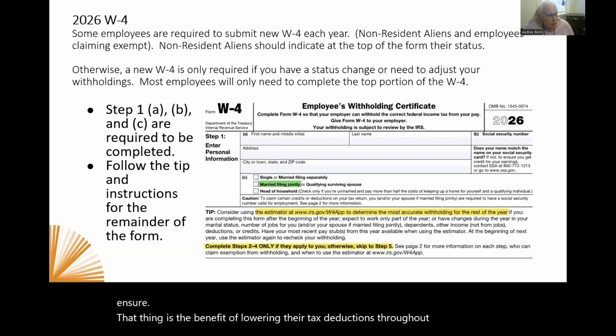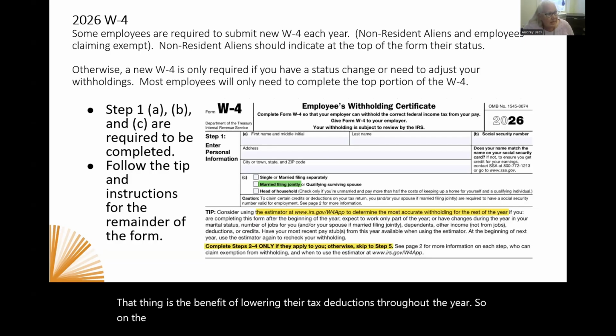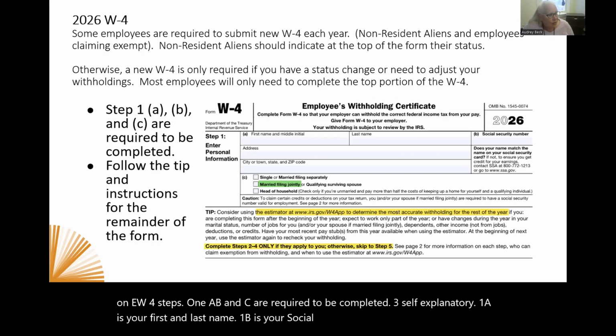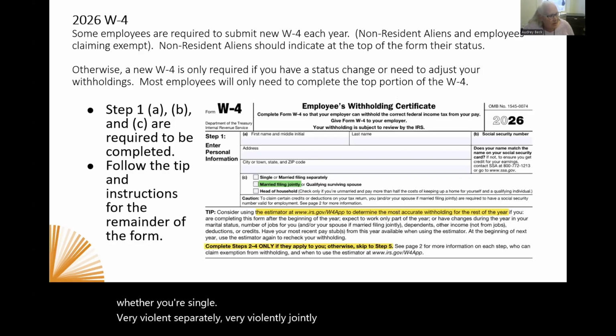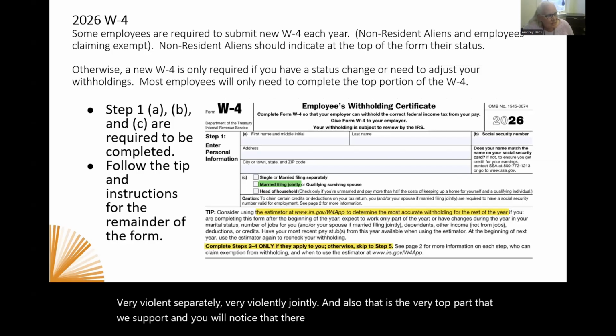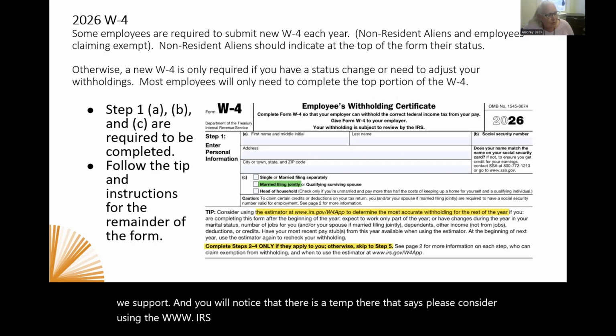So on a W-4, steps 1A, B, and C are required to be completed. Pretty self-explanatory. 1A is your first and last name, 1B is your social security number, and C is your status, whether you're single, married filing separately, married filing jointly, or head of household. That is the very top part of the W-4, and you will notice that there is a tip there that says, please consider using the www.irs.gov/W4 app to determine the most accurate withholding for the rest of the year.